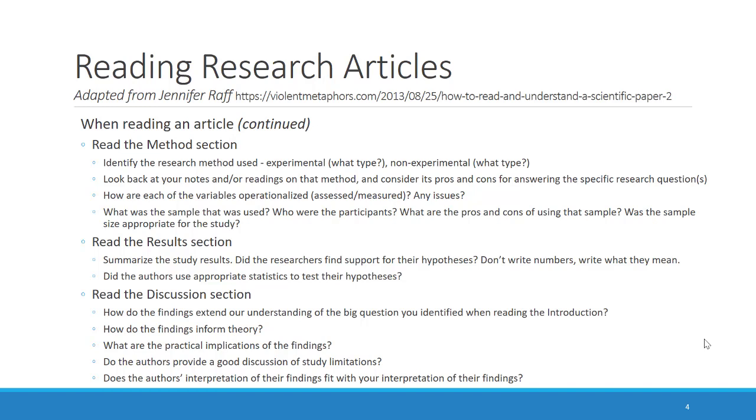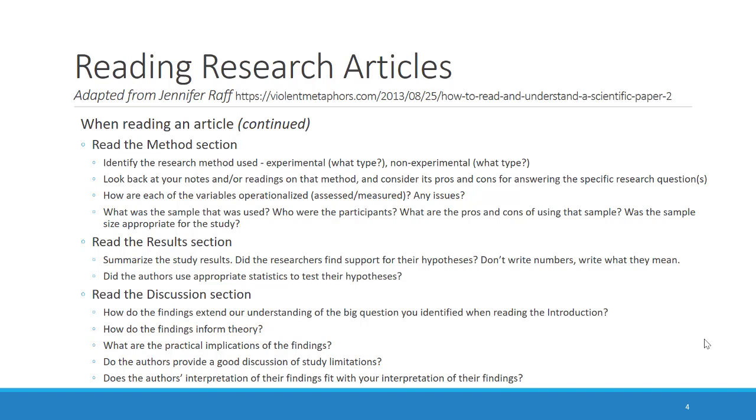Next, read the discussion section. How do the findings extend our understanding of the big question you identified when reading the introduction? So remember, when you read the introduction, you picked out the overall problem or question. So how did their findings extend our understanding of that overall broad problem or question?